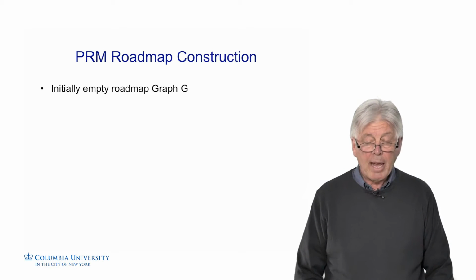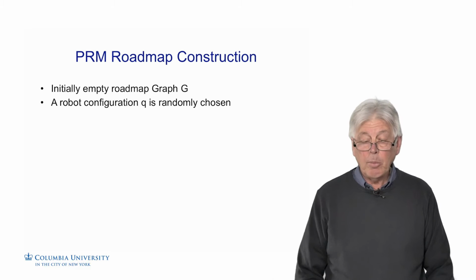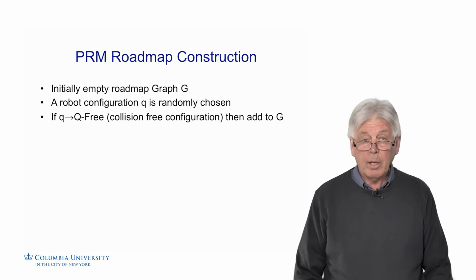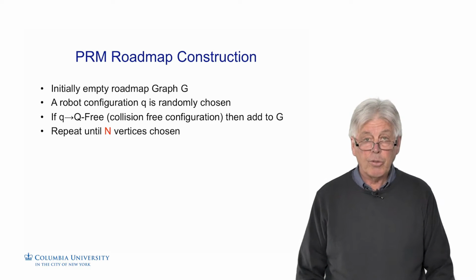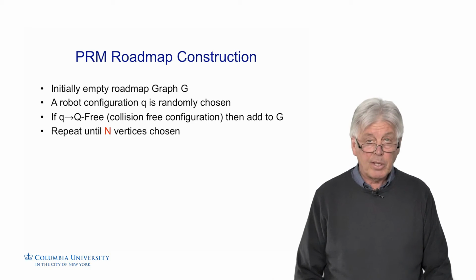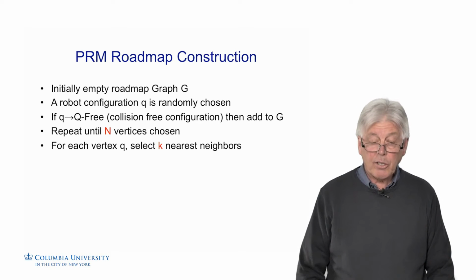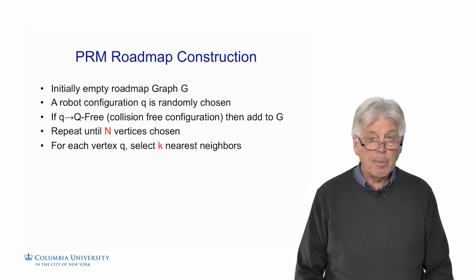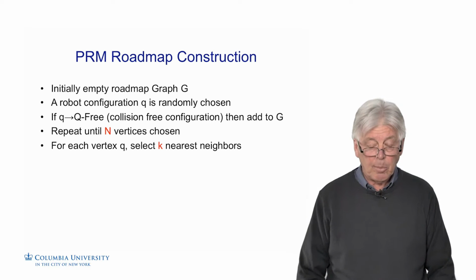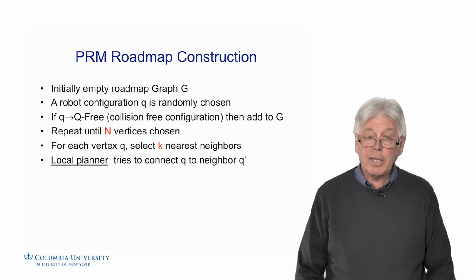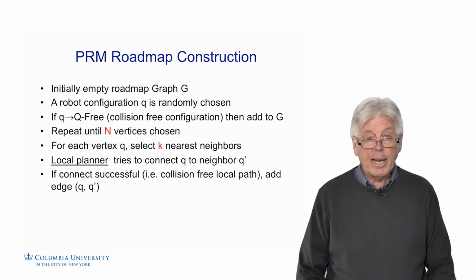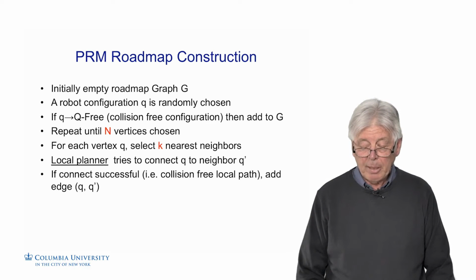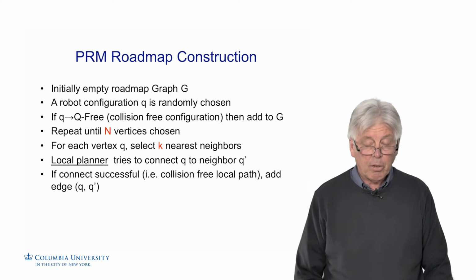Initially, we have an empty roadmap graph G, and a robot configuration Q is randomly chosen. If this configuration Q is in the free space, then we add it to the graph. And we repeat this until n vertices are chosen. So now we have a graph with n collision-free vertices in some space. And for each vertex Q, we select k nearest neighbors, and k is a parameter, typically a small number of nearest neighbors to hook up with. A local planner tries to connect Q to its neighbor Q prime, which was gotten from the nearest neighbors algorithm. And if the connection is successful, i.e. it's a collision-free local path, then we add that edge Q to Q prime to the graph.